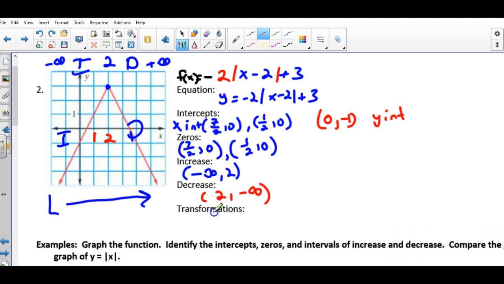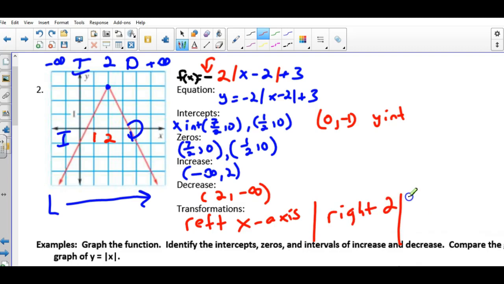Our transformations. There's only a couple things. The first one is this negative right here. That negative tells us that we reflect over the x-axis. That's why this is upside down. The negative reflects over the x-axis. Then minus 2 means we actually went right 2, and this plus 3 means we went up 3. That's our transformation, guys. Now, there's a couple examples, these U-tries.